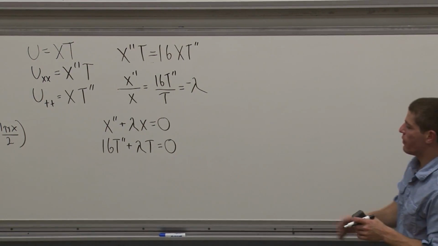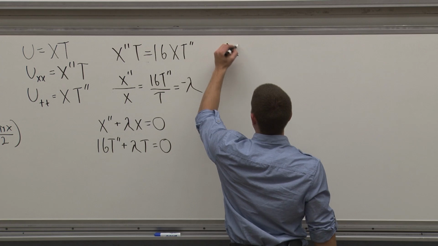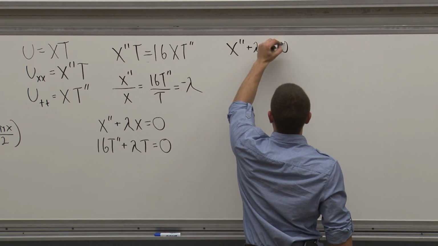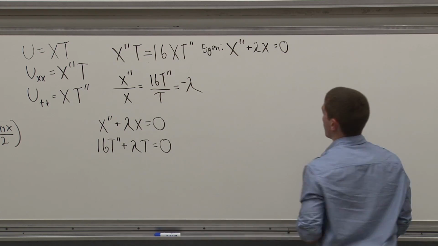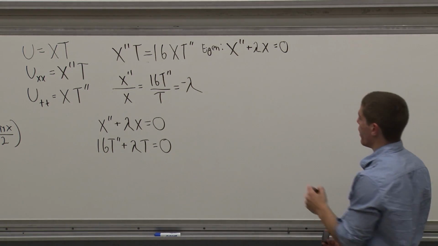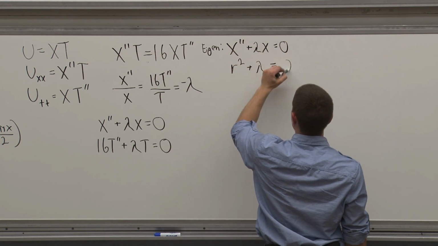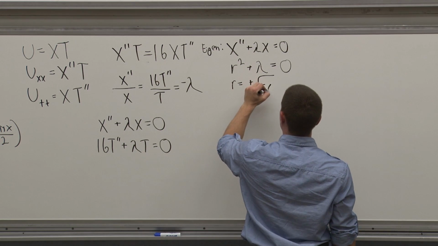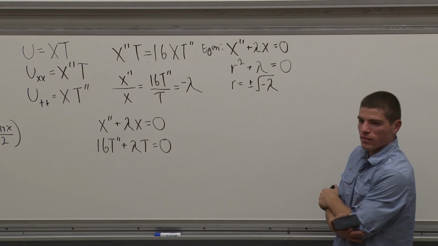Okay, so now we'll find the eigenvalues of this. So x double prime plus lambda x equals 0. I'll write down eigen. So now we're going to have r squared plus lambda equals 0. R equals plus or minus square root of negative lambda. Just exactly the same as we did before. All right. Am I going too fast?